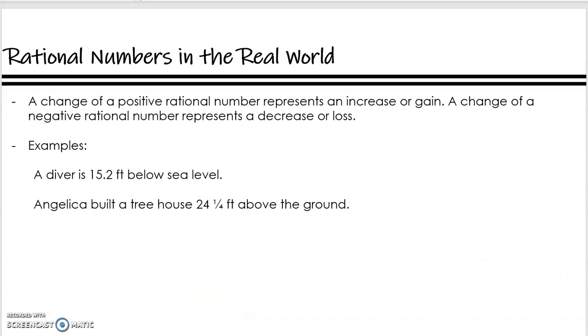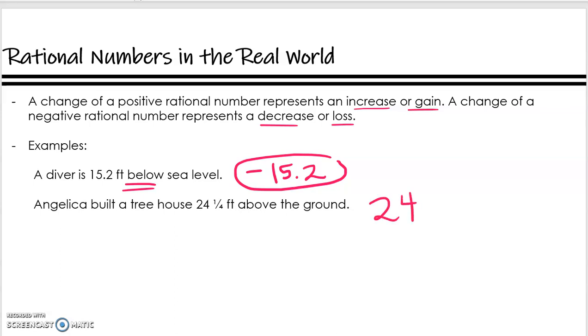A change of a positive rational number represents increase or gain. A change of a negative represents decrease or loss. So some examples, and we talked about this in the last video. A diver is 15.2 feet below sea level. That represents a negative value. So your negative rational number would be -15.2. Angelica built a treehouse 24 1/4 feet above the ground. That's just +24 1/4. And again, for positive numbers, you do not need to put a plus sign in front of them.